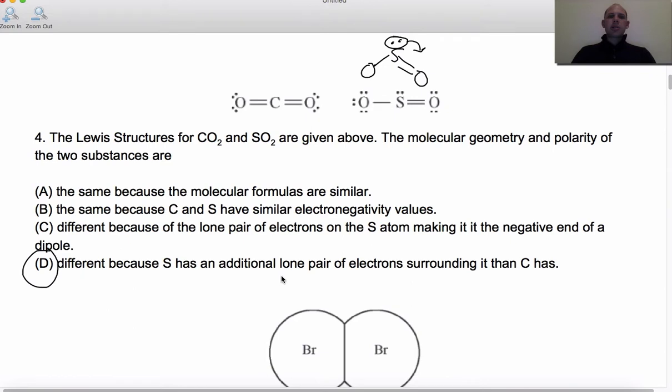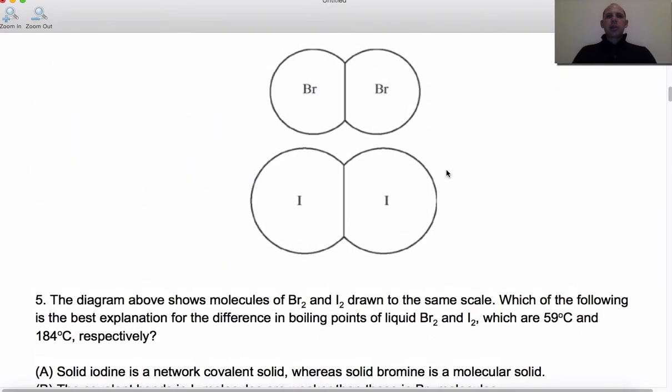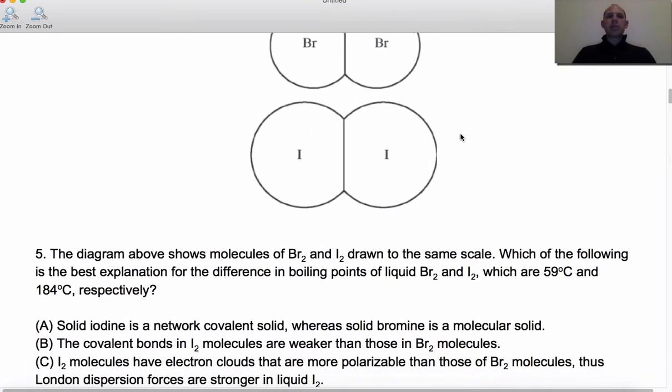S has an additional lone pair of electrons surrounding it. I know that C is a little tempting, but the lone pairs of electrons don't make the S the negative end of the dipole. Actually, that arrow is pointing towards O. O is the negative end of the dipole in this case. Answer being D. Immediately, when you see a drawing like this, you should think about polarizability.